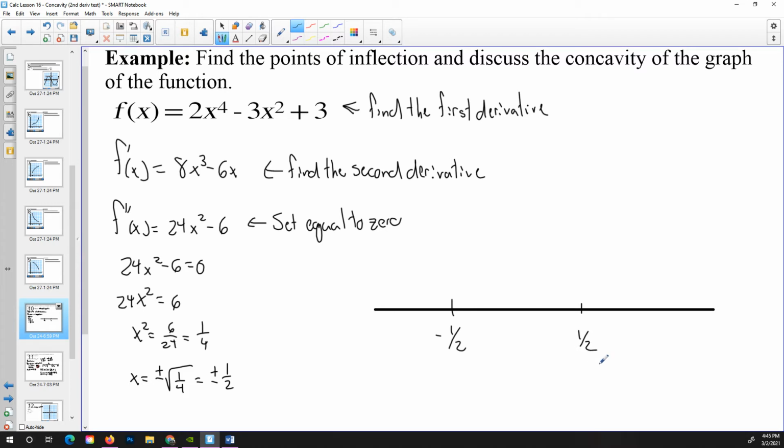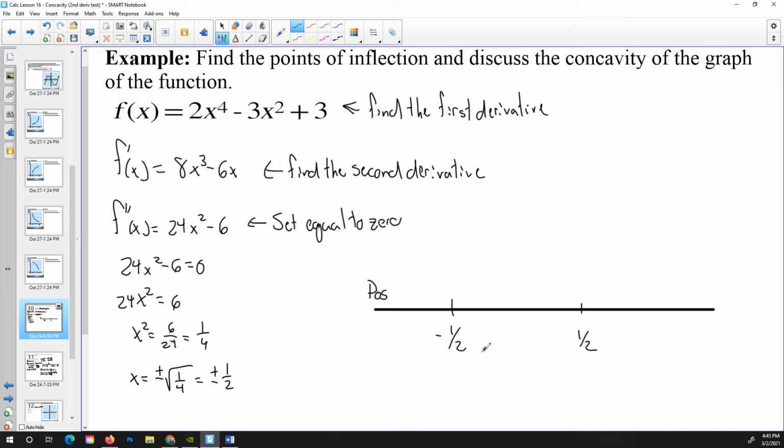Okay. So we just need to pick a value somewhere in this interval from negative infinity to negative 1/2. And I'm just going to pick, say, negative 10. And we're going to put it into the second derivative. And if it's positive, it's going to be concave up. And if the result is negative, it'll be concave down. So when I plug in, negative 10 squared is 100. 100 times 24 is 2400. Minus 6 is going to be positive. So we have a positive value here.